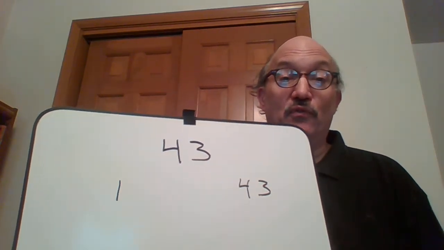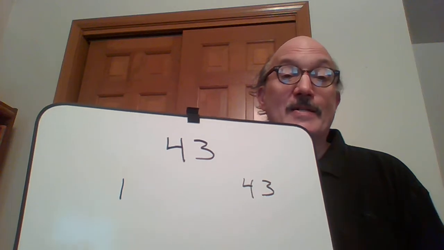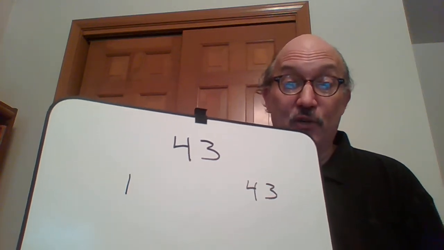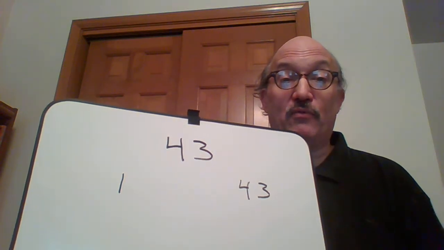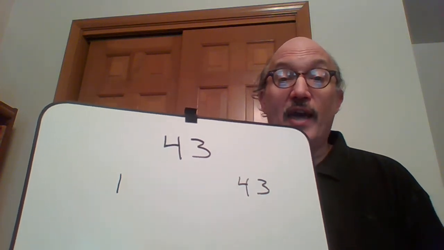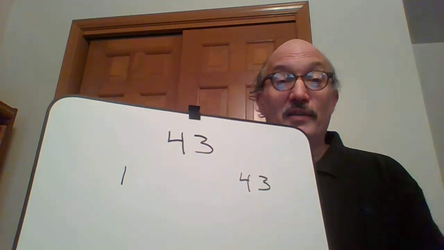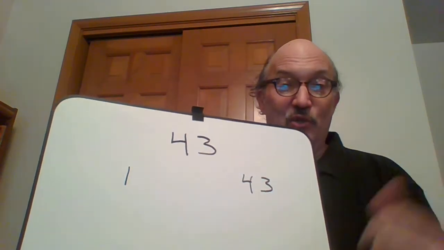Is 3 a factor of 43? No. If you do 43 divided by 3, you'll get a remainder. There is no whole number you can multiply 3 by to get 43. In fact, there are no other factors of 43, only 1 times itself. And you know that we call a number like that prime. 43 is a prime number.